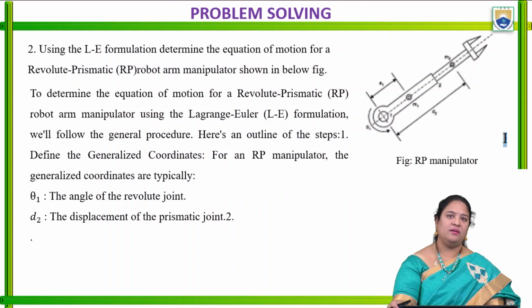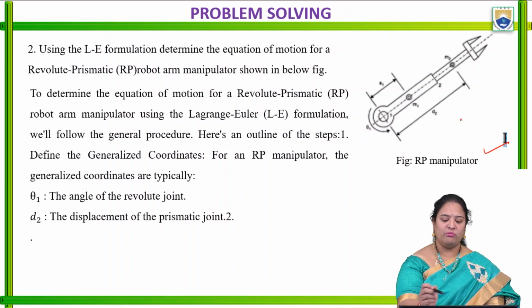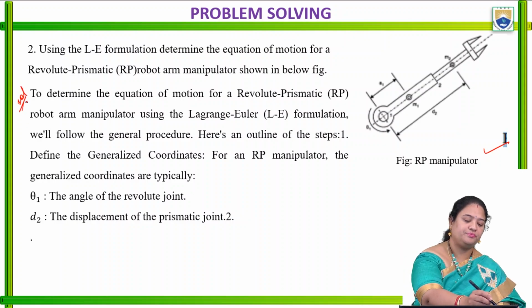Using the LE formulation, we need to determine the equation of motion for a revolute prismatic RP robot arm manipulator, which is shown in this particular figure. This is the RP manipulator. For this, using the LE formulation, we need to determine the equation of motion, right? So, this is the solution.